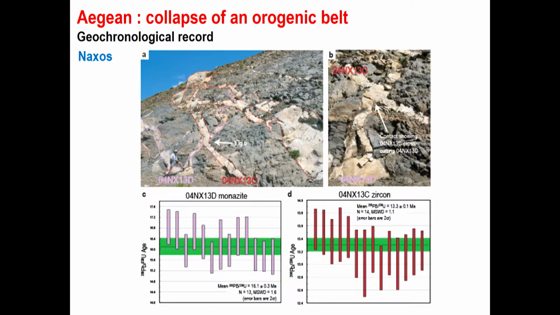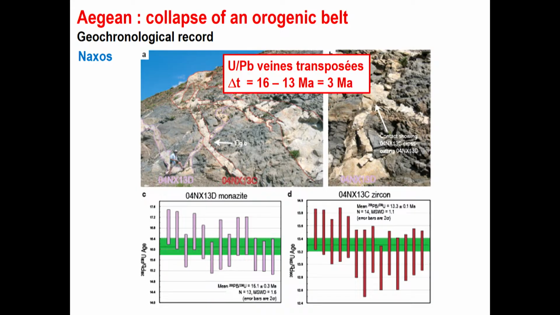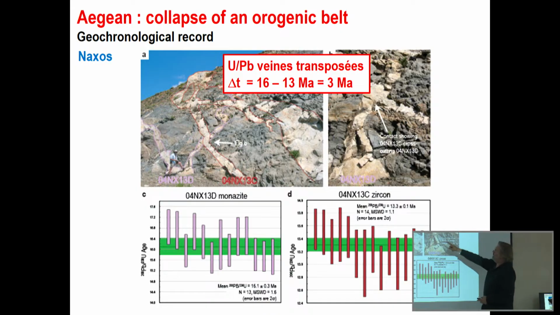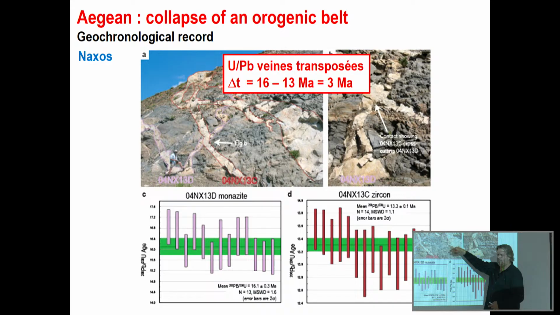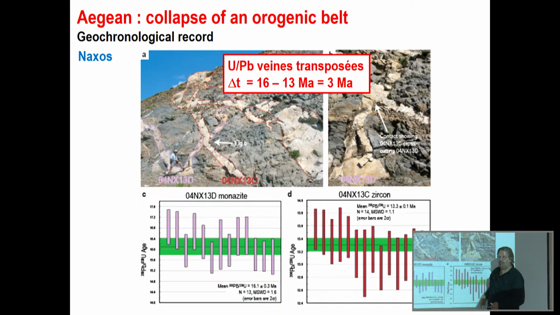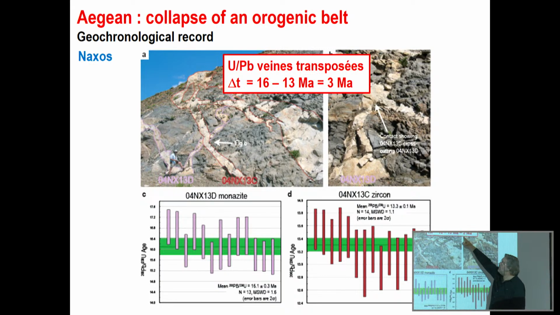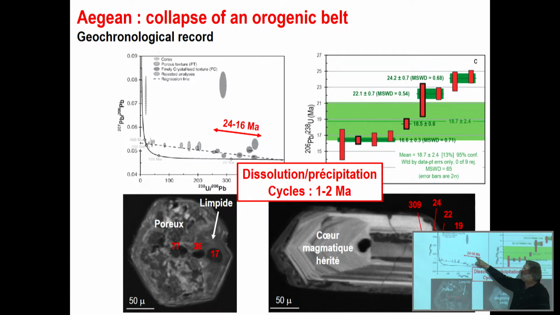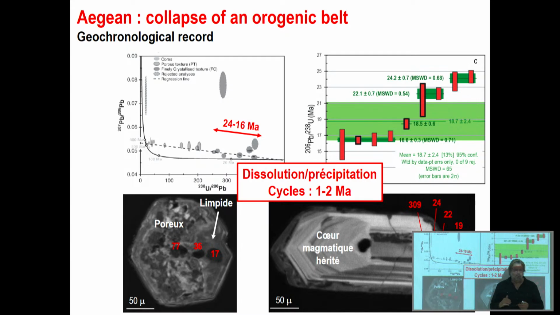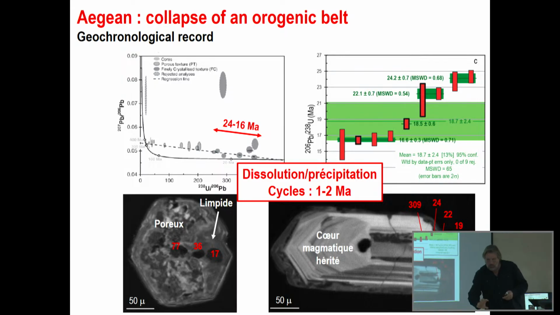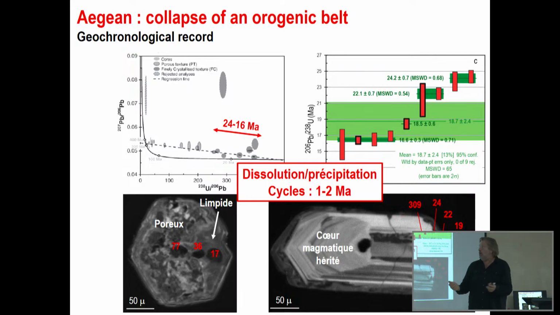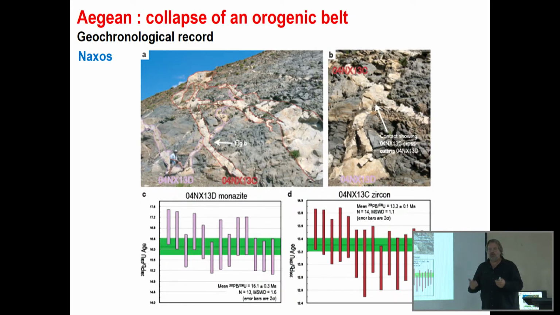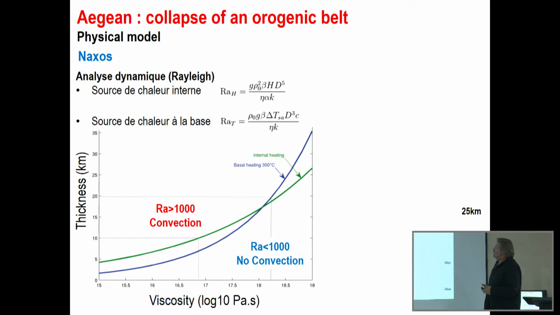13.3 for this one, 16.1 for this one. And note that the transposition of these dikes is from 16 to 13. So I insisted on the duration, 3 million years, but compared to these dates that go from 24 to 16, it's before. So you had crystallization of zircon in the core of the leucosome before transposition of the granitic veins. So these are not exactly the same timing. So how are we now going to put that into a single framework? And that's actually where we lost the geochronologist there.